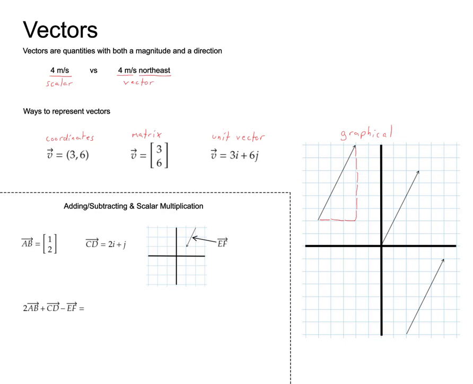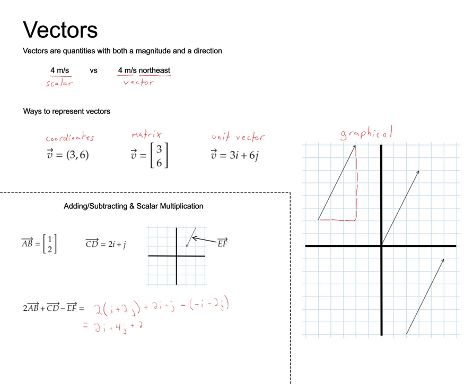What would that mean? Let's solve it with unit vector form. 2AB can be written as 2 times (i plus 2j), plus CD, which is just 2i plus j. And then EF, so we're subtracting EF, so minus, and then we'll put this in parentheses so we don't lose track of the minus sign. So minus, that would be (-i minus 2j).